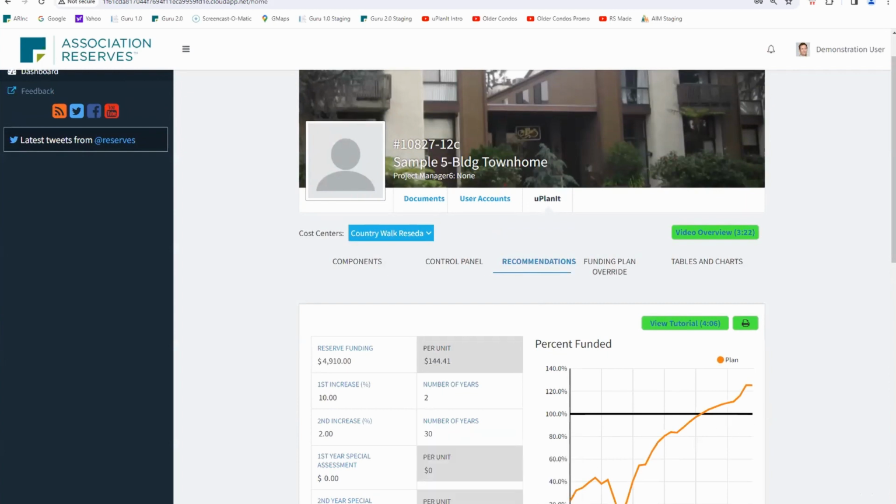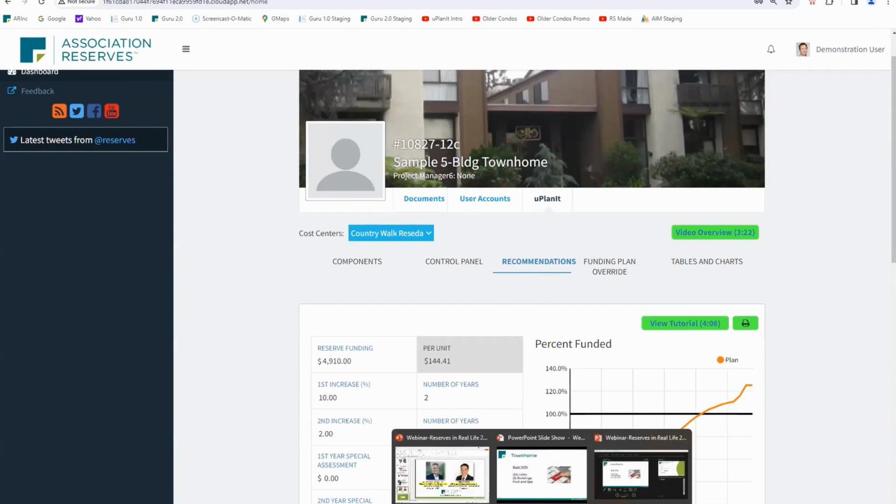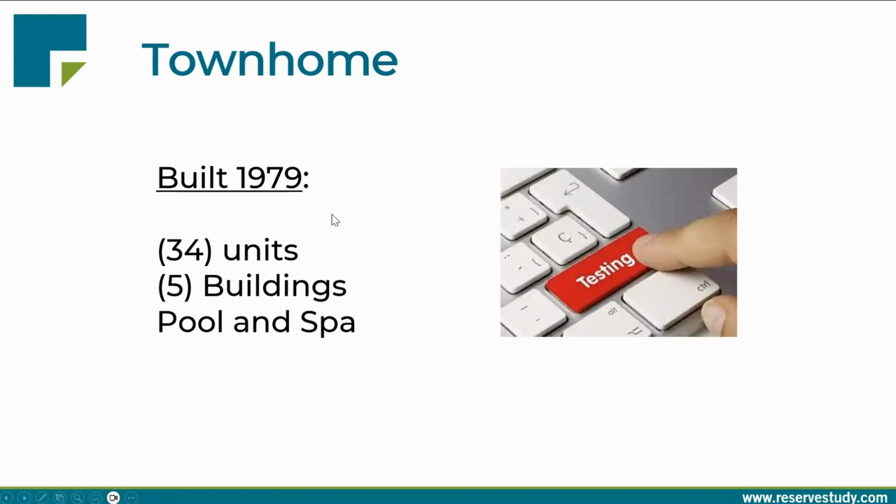I like that. Let's get back to the agenda. So that was the Townhome Association, how we look at things, how we look at the funding, the influences of different factors.